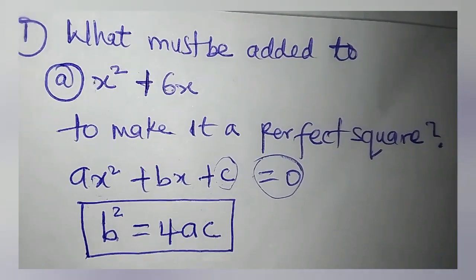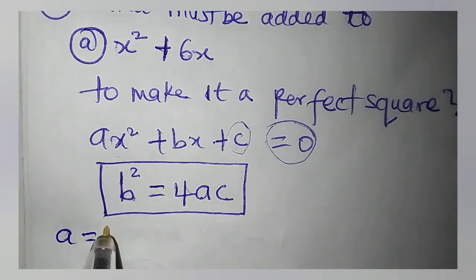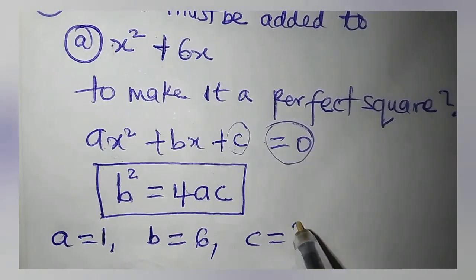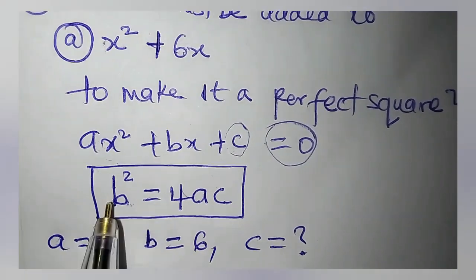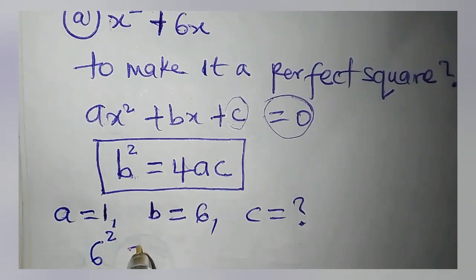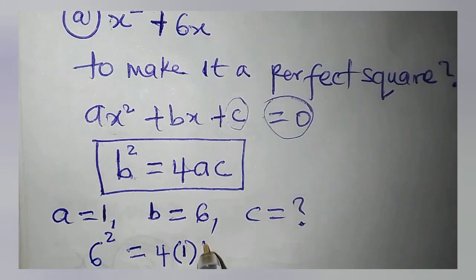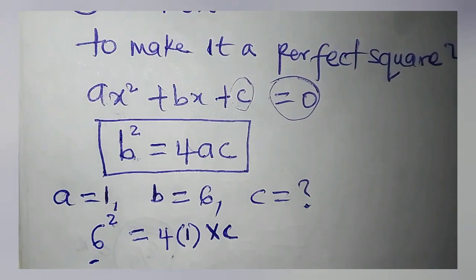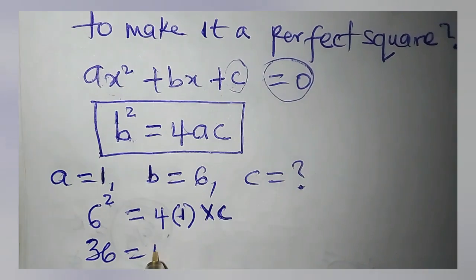So from the equation x squared plus 6x, a is equal to 1 and b is equal to what? 6. So let us look for c. I'll use this formula. b squared equal to 4ac means 6 squared because b is 6. So we have 6 squared is equal to 4 times a, which is 1, times c. 6 squared is 36. 4 times 1 is 4, times c, 4c.